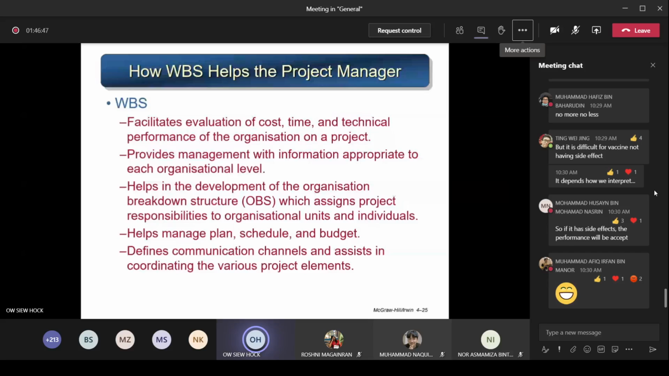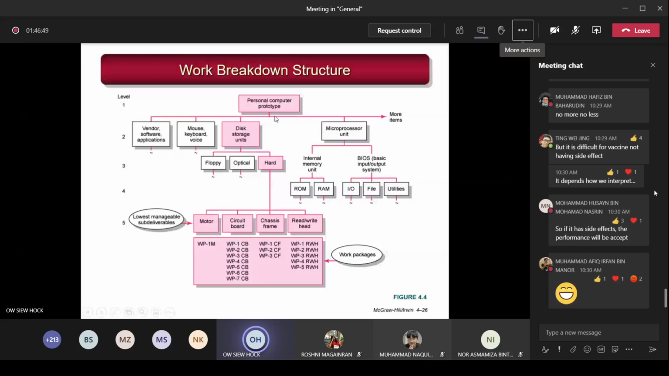See, so first you look at WBSs. For example, this is a project called personal computer prototype. You are building a personal computer. So to build this personal computer, you've got the Windows software applications, the mouse, keyboard, and the voice, the disk storage units, and many other components. Microprocessor unit. Under the microprocessor unit, you have the internal memory unit, you have the ROM and the RAM, and then the BIOS inside, you've got IO, the file and utilities and so on. So you keep on breaking down until the lowest level.